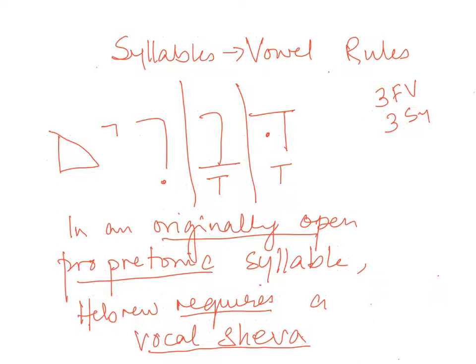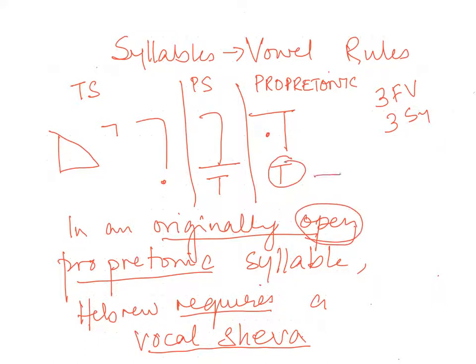Now, where is the tonic syllable or the accented syllable? This is the tonic syllable. This is the pretonic syllable. This is now the originally pro-pretonic, before the tonic. Is it open? And the answer is yes, because it ends with a kametz. So it is an open pro-pretonic.